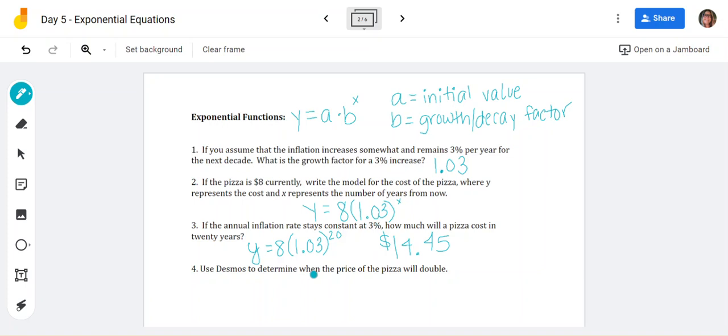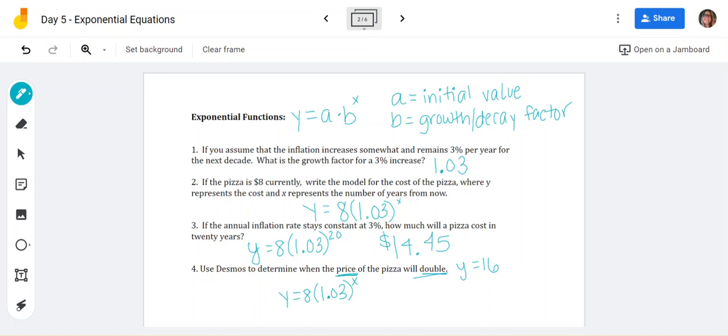Use Desmos to determine when the price of the pizza will double. So the price, that's our y value. If the pizza is going to double, that would mean it's no longer $8. We want it to be $16. So we would graph y equals 16 and y equals 8 times 1.03 to the x power.